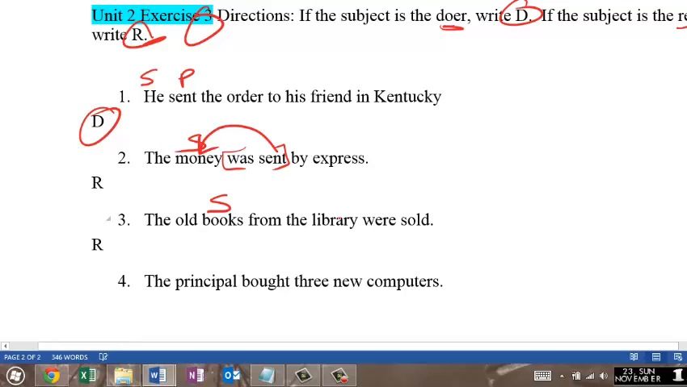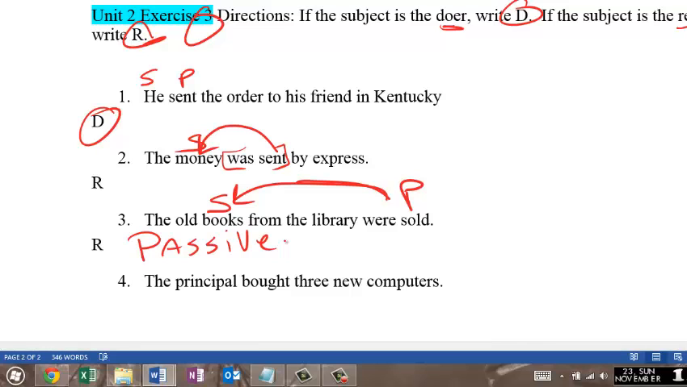The old books from the library were sold. Books is the subject. Sold is the predicate. Are the books doing something? No. The books are receiving an action. And since they are receiving an action, this one is said to be passive. So do all of the remaining exercises for homework. That would be Unit 2, Exercise 1, 2, and 3.